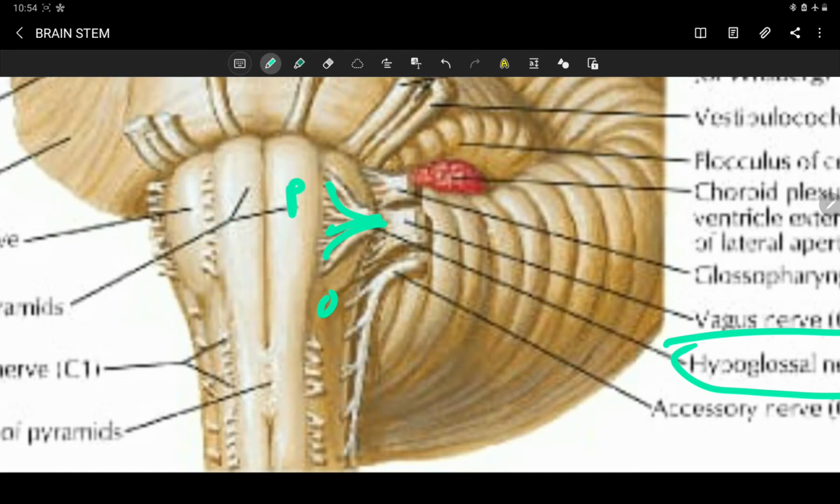You can see lateral to the olive, this is the 9th cranial nerve, this is the 10th cranial nerve, this is the 11th cranial nerve. 9, 10, 11, all are coming from the nucleus ambiguus.